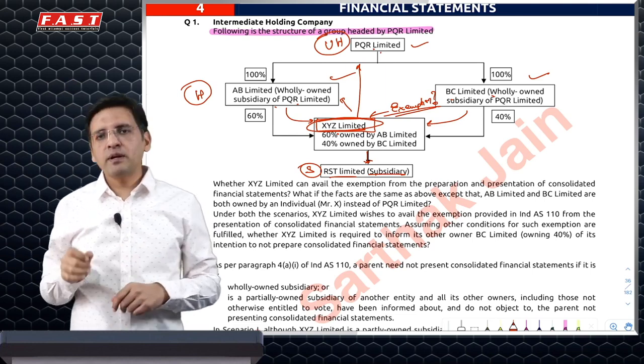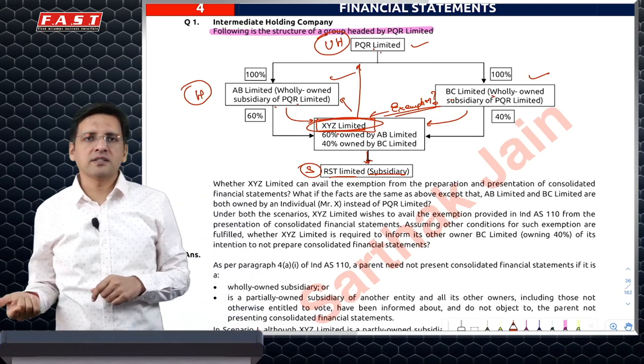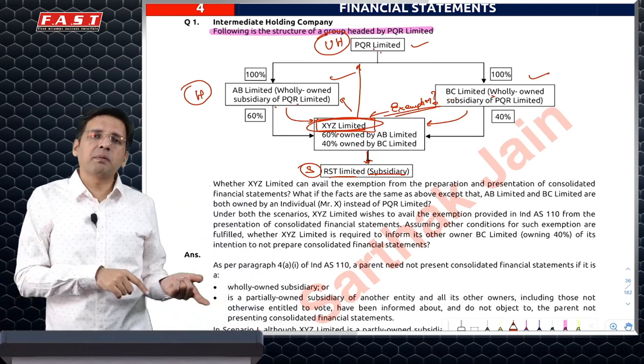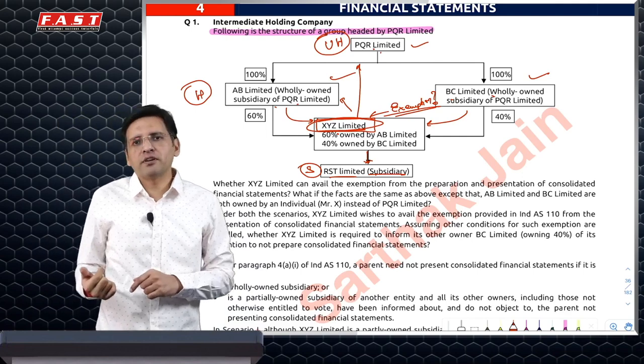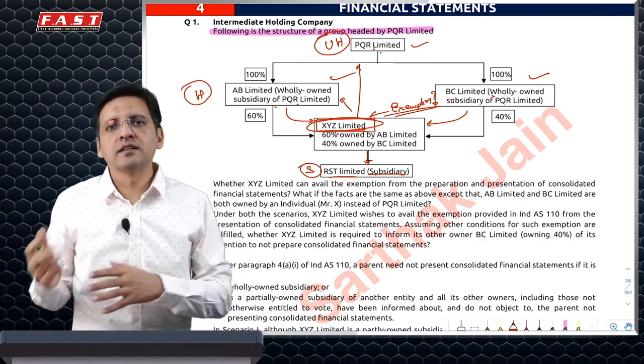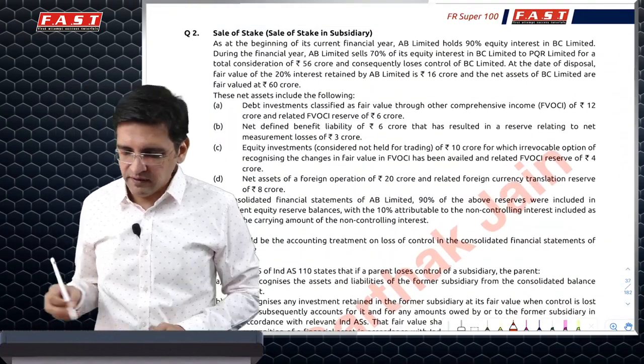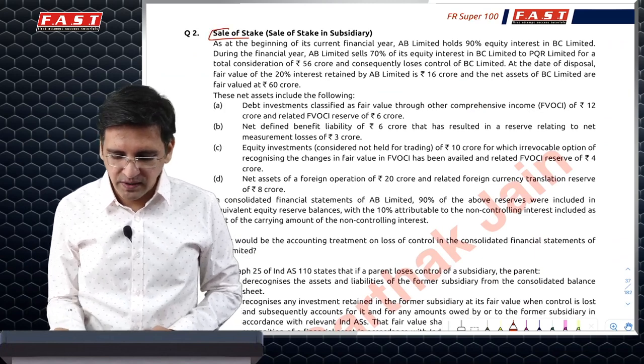But then the question says if PQR Limited was an individual and not a company, then it would not be preparing consolidated financial statements as per Ind AS. Then AB would be preparing, but I am not a 100% subsidiary of AB. Then to get the exemption, I'll have to communicate to BC. And if BC, the other shareholders, have no objection, I may not prepare consolidated financial statements and avail that exemption. That's basically what the point is.